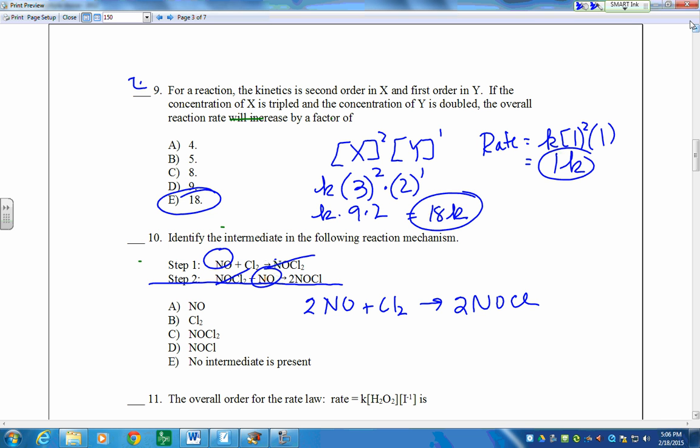Now, the intermediate is anything you cancel off. Actually, the things that you cancel off are either catalysts or intermediates. The difference is catalyst is on the left-hand side in step 1, and it's regenerated on the right-hand side in the last step. Intermediates aren't there in the beginning and they're not there at the end. They appear in the middle and they disappear in the middle. So in this case, the intermediate is this. It's the thing you crossed off. C.